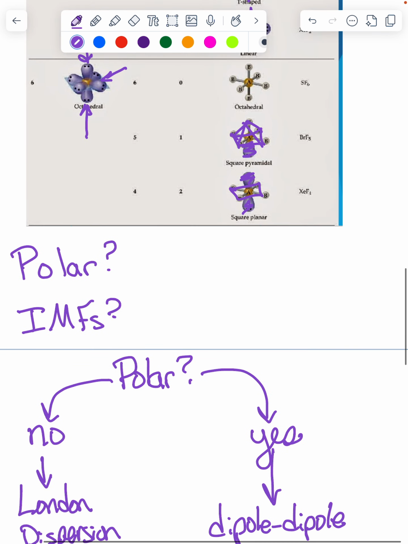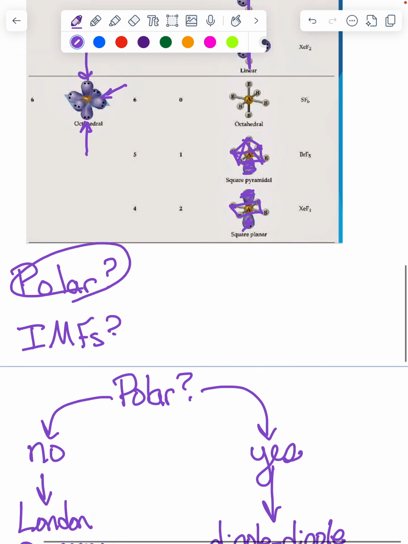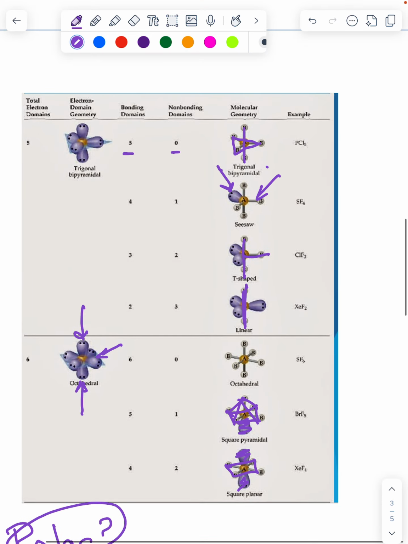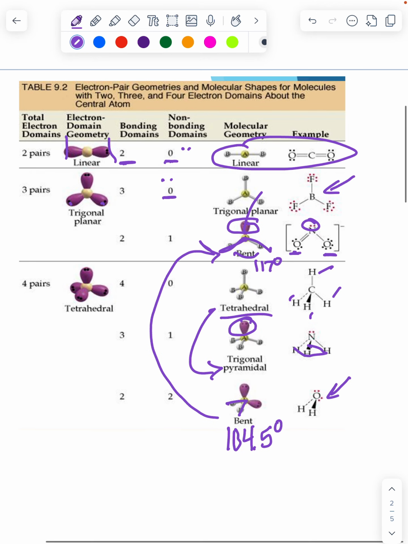Now, if you can draw the Lewis structure and if you can figure out the molecular geometry, what it actually looks like, you can determine whether or not it's polar. Yes, you can. And from there, you can determine the intermolecular forces. So let's just go back and discover how can you figure out if it's polar? Well, you have to think about tug of war. Do you have equal and opposite forces?